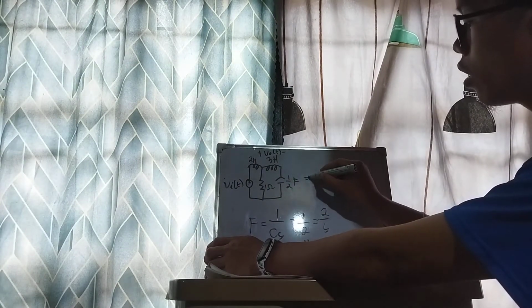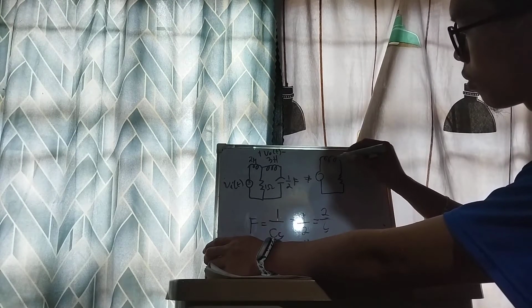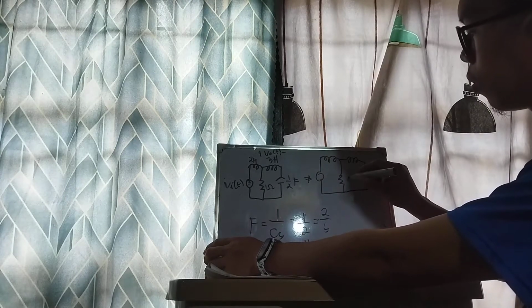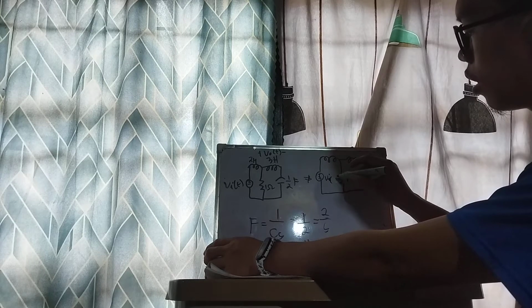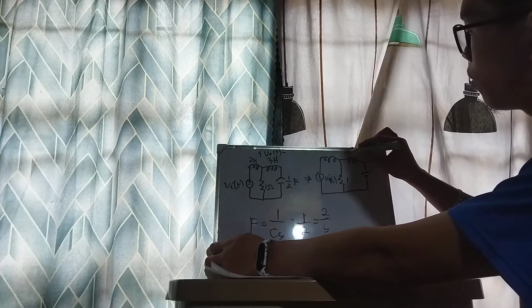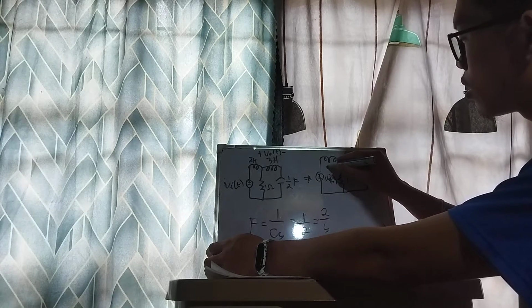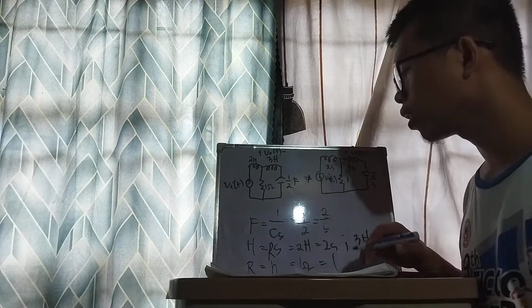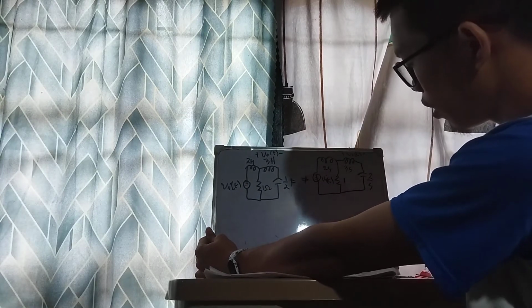So if we redraw it, we will have VI of S for the transfer function, and then we have here VO of S, 3S, 2S, and 2 over S. So now that we have the new network and the new given, we can now manipulate for the solution.